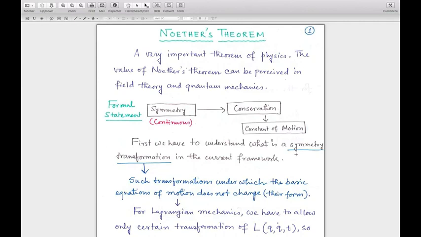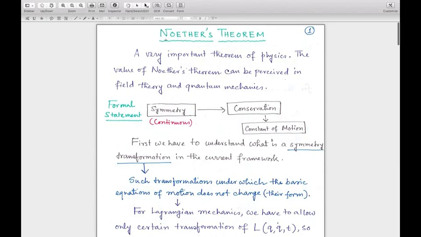In this lecture, we will discuss a very important theorem of classical mechanics, quantum mechanics, and in general field theory in physics. So it's a very important theorem for advanced physics. Okay, it is called Noether's Theorem.